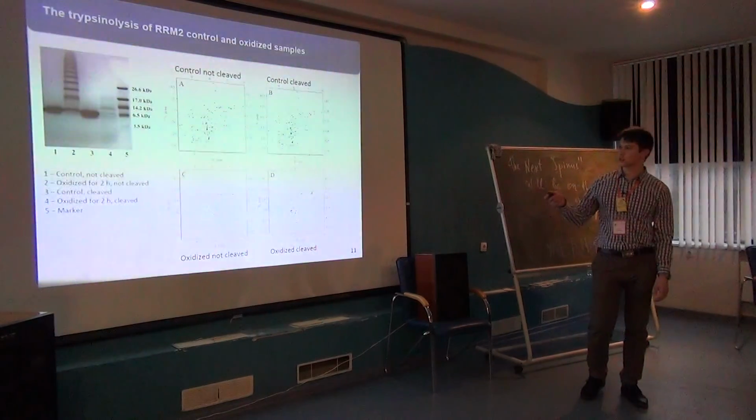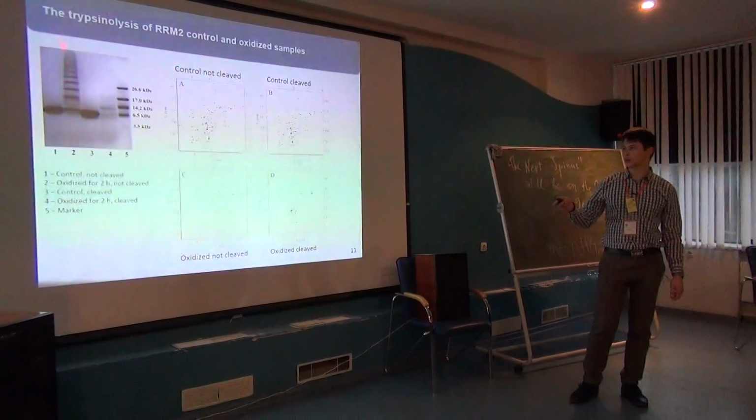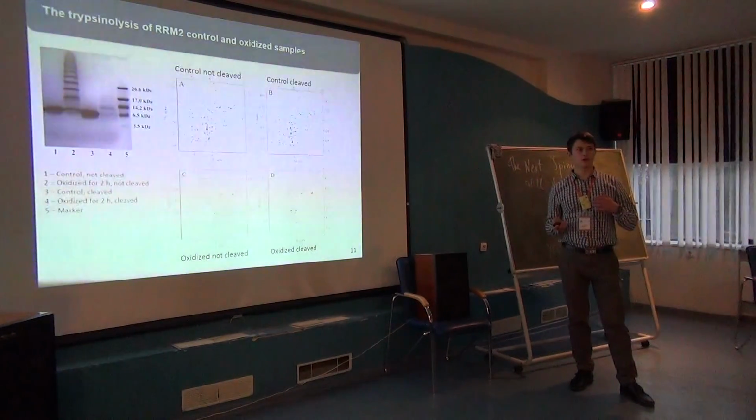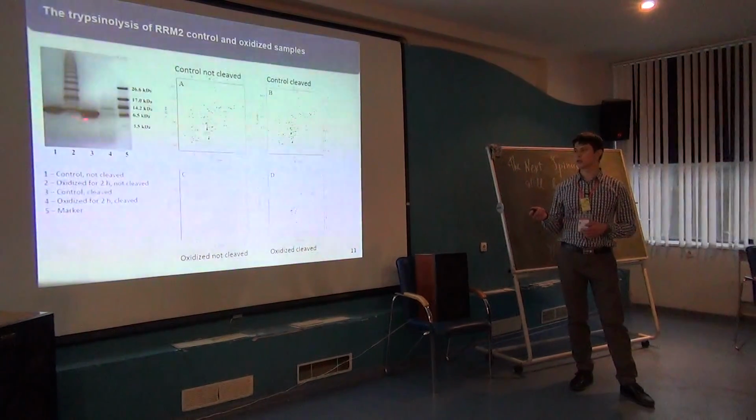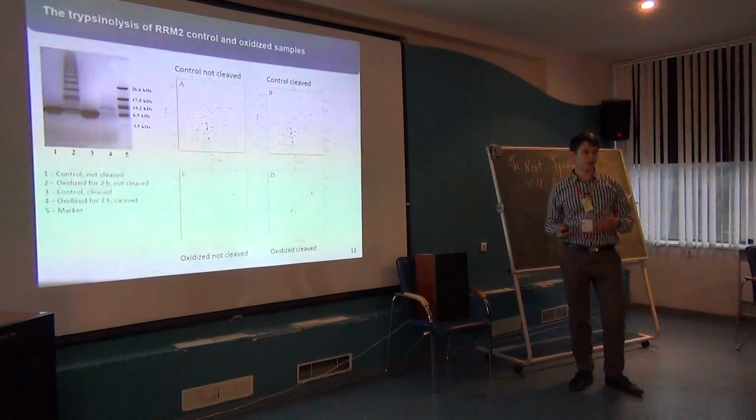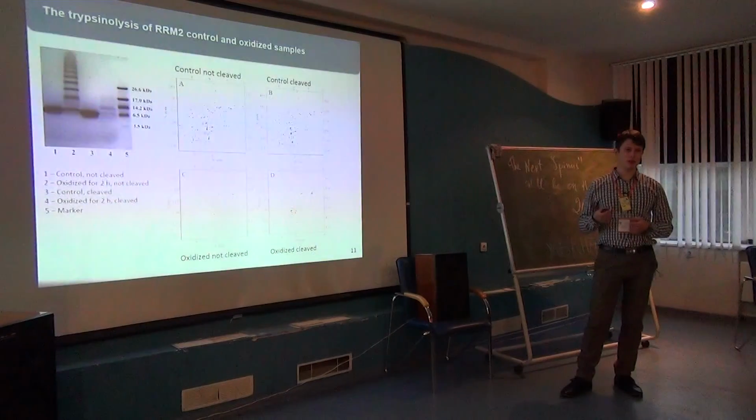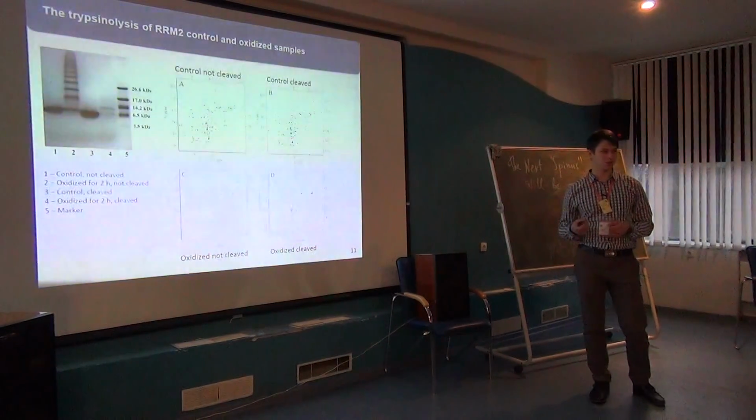And so here is a figure that represents a photo of a gel, where we analyze the results of trypsinolysis. The first lane shows a control sample with monomers, the second an oxidized sample with oligomers and dimers, and the third lane shows the results of cleavage for the control sample. Here we can see that it's similar to lane 1, and it means that the control sample wasn't cleaved.